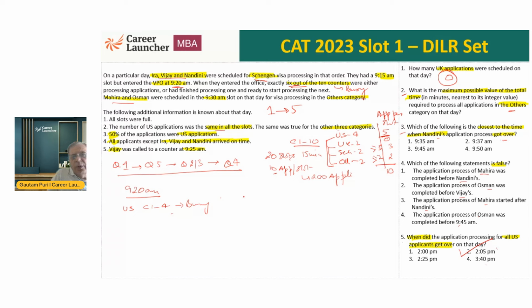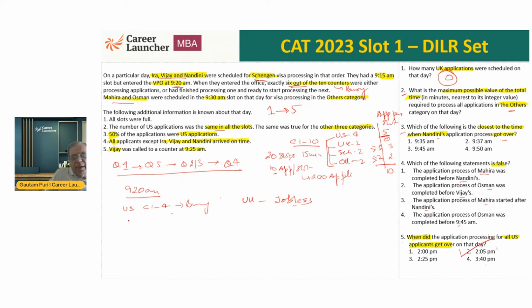Okay. What about UK? UK, those 0 applications are jobless. So 2 of the counters which were not working at that point of time were sitting jobless, with no work to do, were the UK counters. So there are 2 counters. What about Schengen and others?